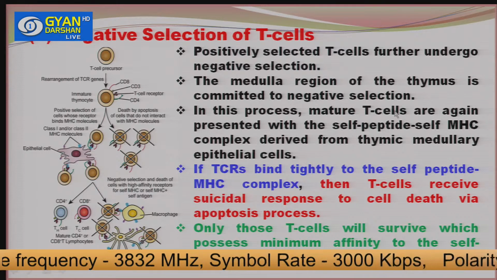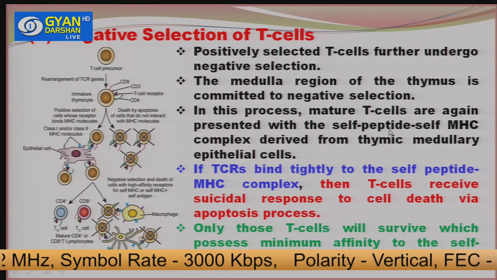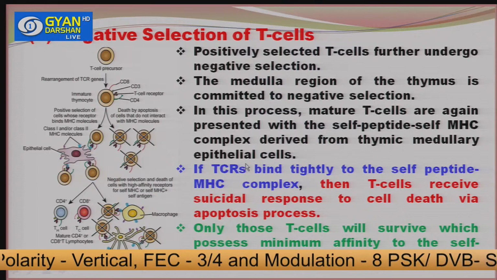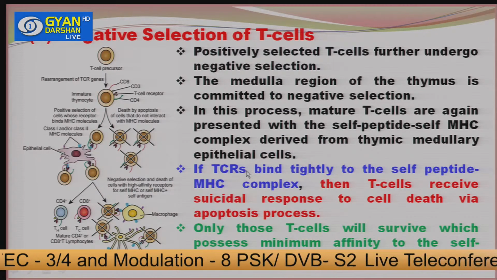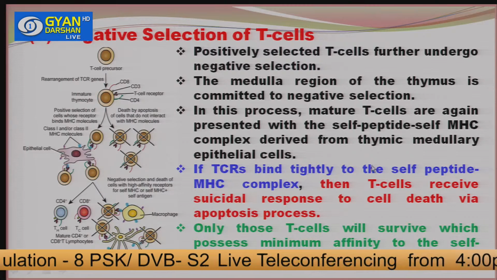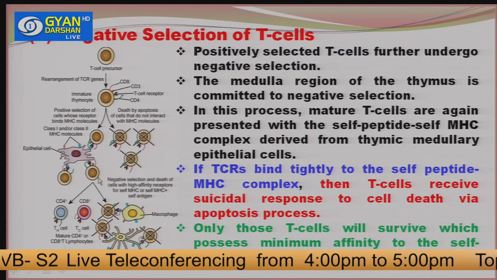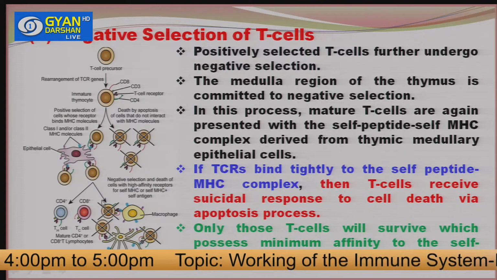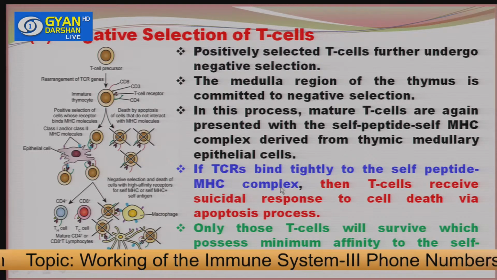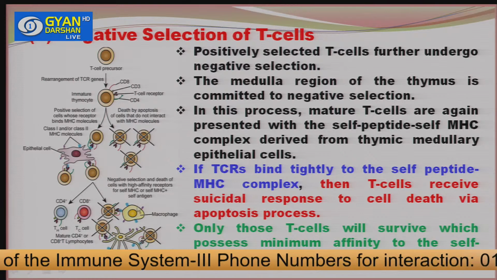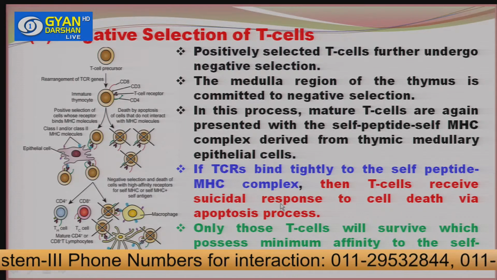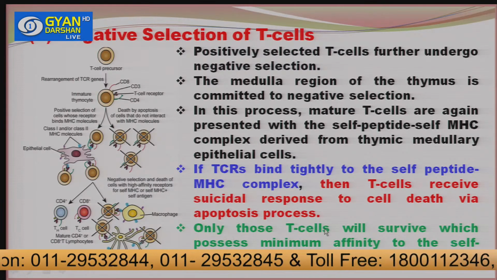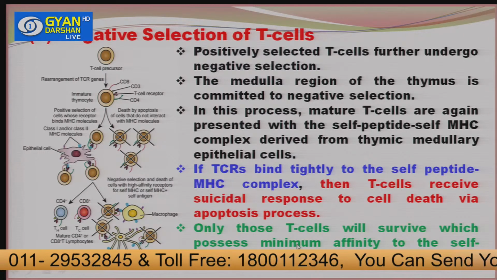In this process, mature T cells are again presented with the self peptide MHC molecule complex derived from the thymic medullary epithelial cells. If the TCR, the T cell receptor, binds tightly to the self peptides, so here you can understand, the T cells are there, T cell receptors are there. If they bind tightly to the self peptide MHC complexes, then the T cell receives a suicide response, leading to cell death by the apoptosis process. Only those T cells will survive which possess minimal affinity.